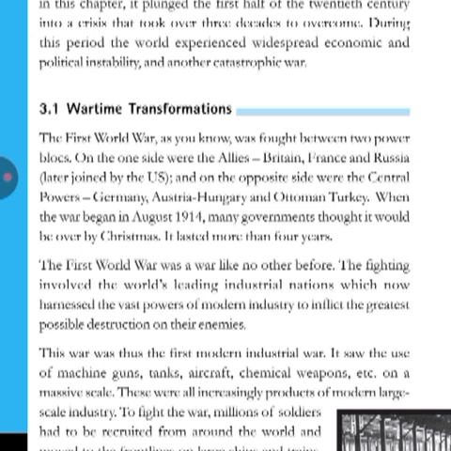You all know that the First World War was fought between the Allied powers, that is, Britain, France, and Russia, and later US joined. Once Russia withdrew from the war, US joined the war. And the Central Powers, that is Germany, Austria-Hungary, Ottoman Turkey, and Italy.